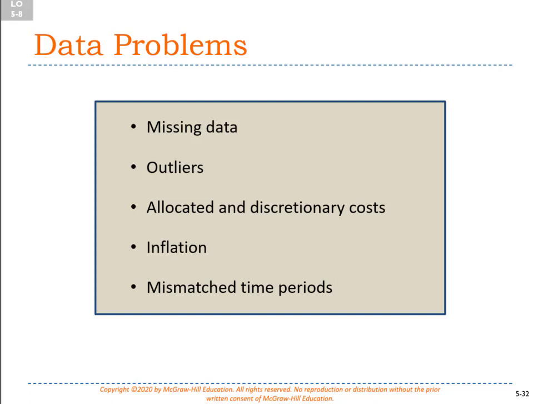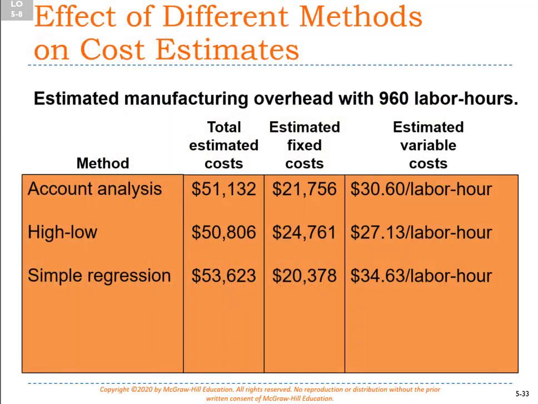And then make sure that you're comparing months to months, that you don't have a cost for one month that is activity for a different month or for a different time period or something like that. Make sure you're comparing the cost for one month with the activity for the same month. So here's the example that they used in the textbook.